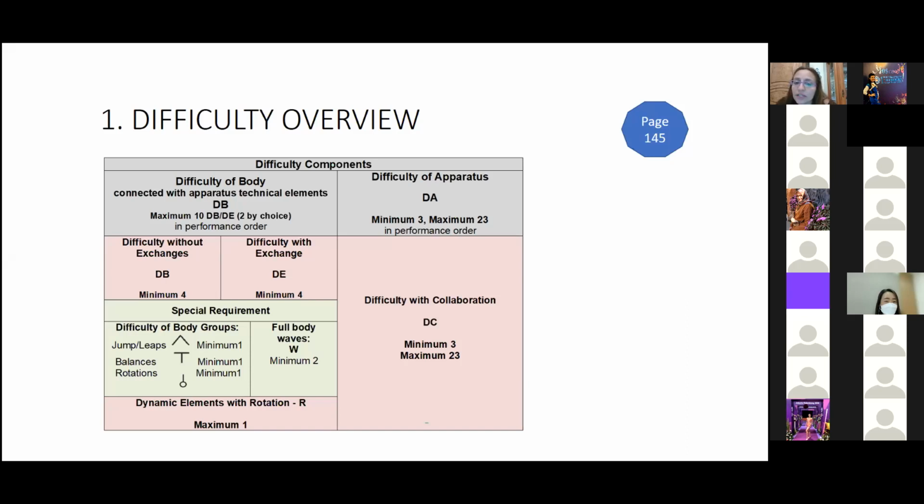The difficulty of apparatus is minimum 3 and maximum 23. In performance order, it means that we go in performance order and check the number of exercises. So difficulty with collaboration is minimum 3, maximum 23.